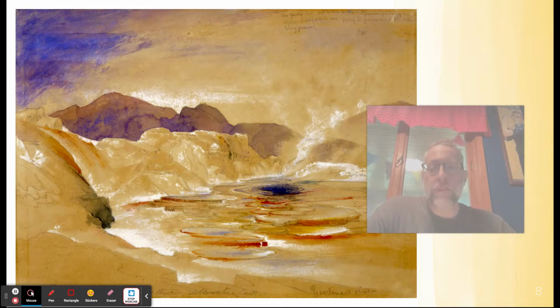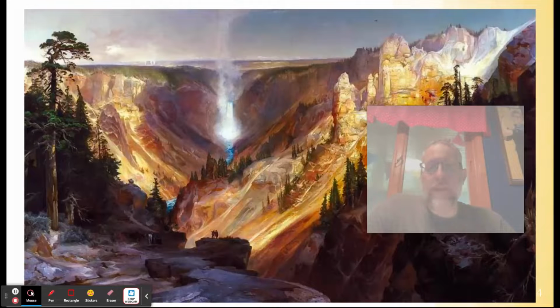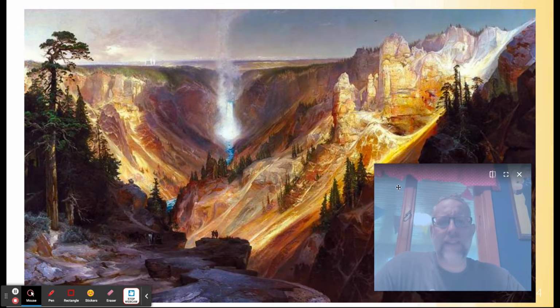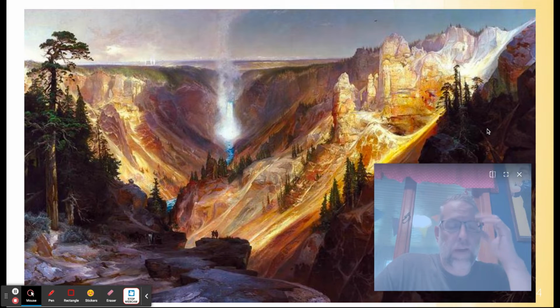And so with Thomas Moran making these paintings and sketches and drawings, he would bring these paintings, especially this one here. This is a very famous painting. It actually hung in the United States Capitol building. This is of the Yellowstone Grand Canyon and the great waterfall that's there, and the river that makes the canyon. And he made this painting. They brought all this artwork back.